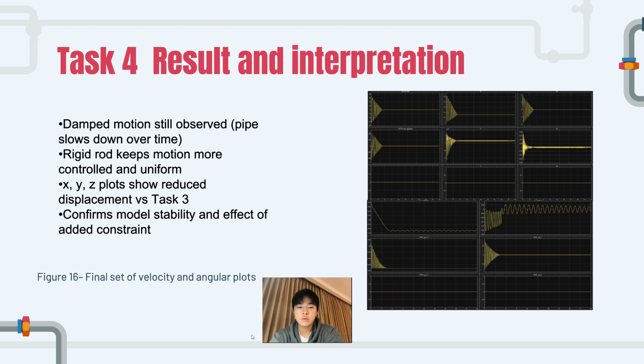The results of task 4 show similar damping patterns to task 3. However, because of the rigid rod and constraint, the swinging motion is more controlled and shows less side deviation. The velocity plots confirm that the pipe slows down steadily and reaches equilibrium faster. This shows that the additional constraint adds stability and changes the overall motion path, which is exactly what we aimed to verify with this extended model.